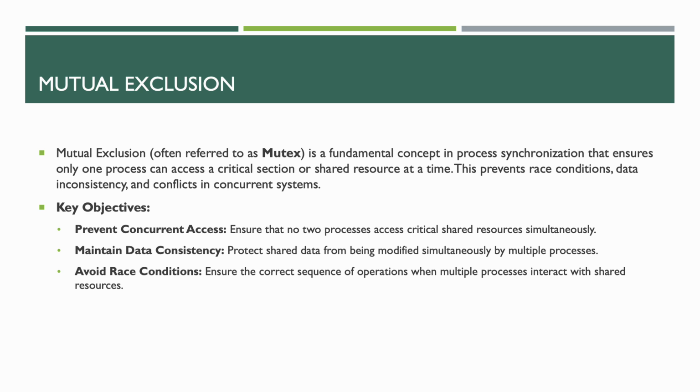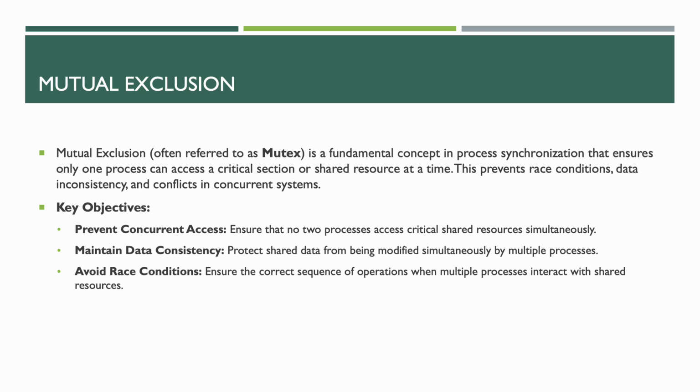Mutual exclusion is also a part of process synchronization. It is a similar thing. It prevents concurrent access, ensuring that no two processes access a critical resource at the same time. For example, in a banking system, if two processes attempt to withdraw money from the same account, mutual exclusion ensures that only one transaction is processed at a time to prevent incorrect balance calculations.